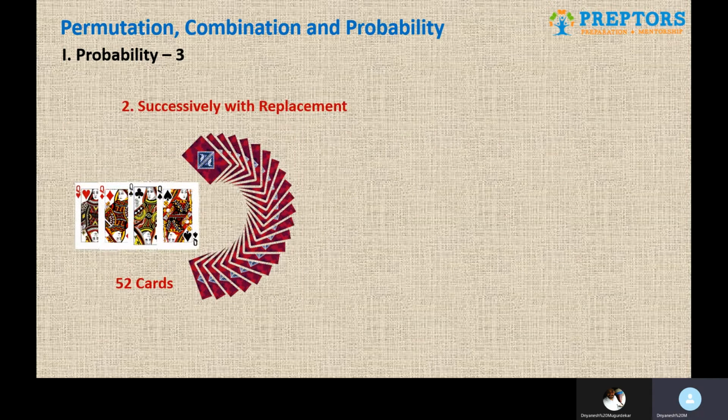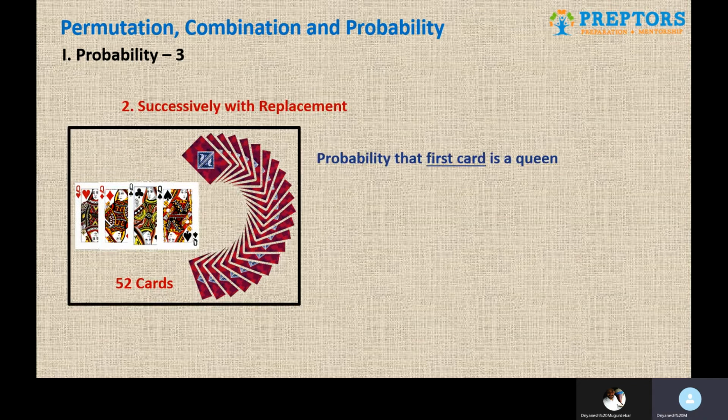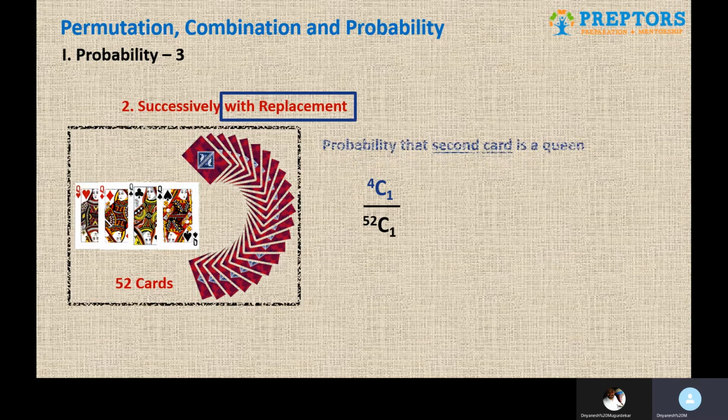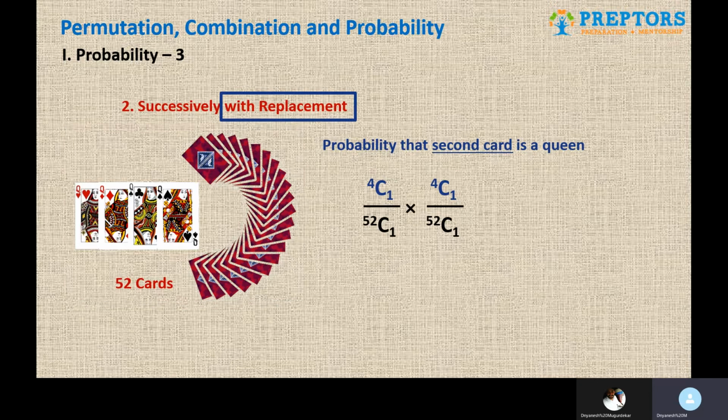Second question, successive with replacement. The first card is a queen: 4C1 divided by 52C1, the probability, hence divided by the sample space. And the second card is also a queen. You are going to keep the first back inside, and then you are going to draw the second queen. That again can happen in 4C1 upon 52C1, and since the first card and the second card both are queens, hence multiplication. So this is your answer for the second question.